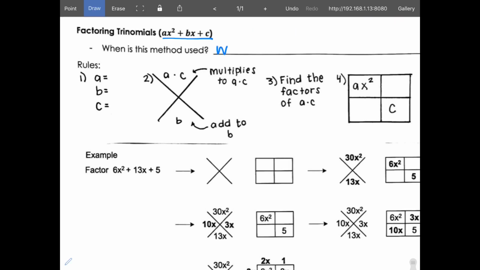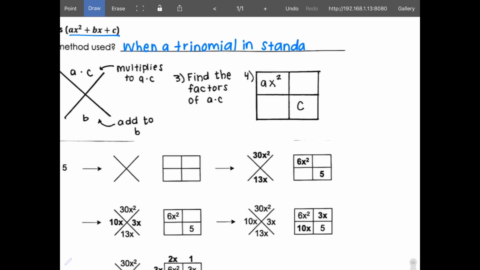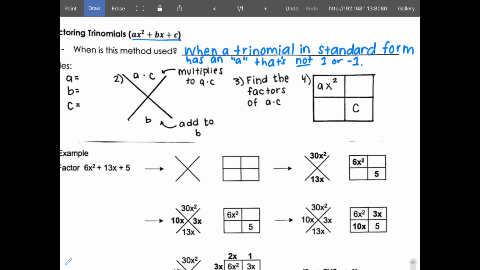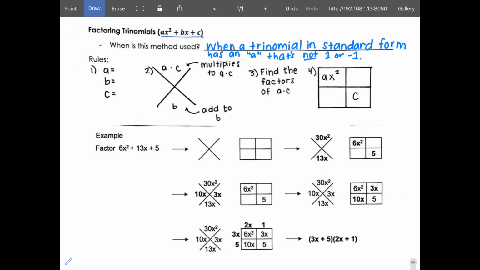When a trinomial, remember tri is 3, so a trinomial in standard form, again ax squared plus bx plus c, has an a term that's not 1 or negative 1. Okay, let me make this clear too. So the a term is not 1 or negative 1, okay?